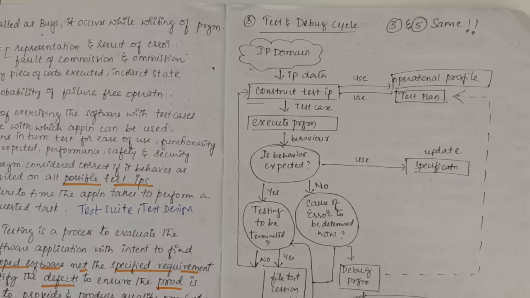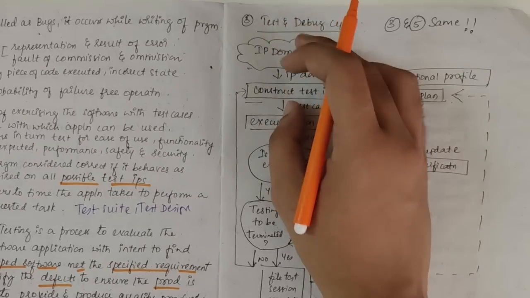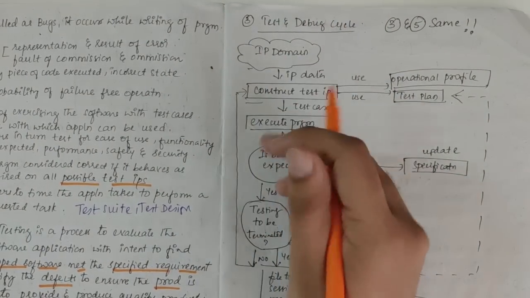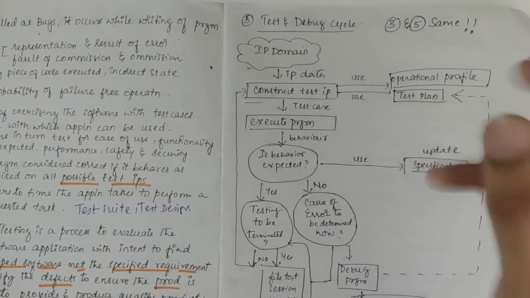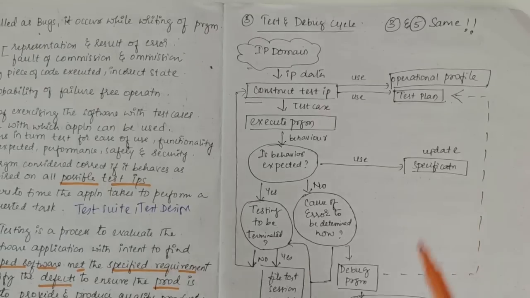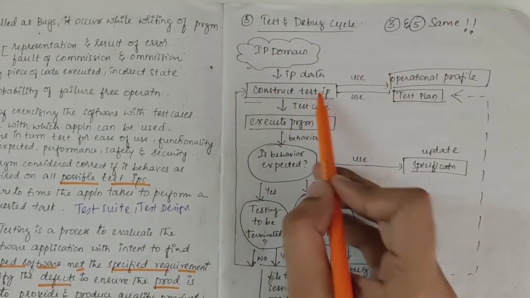Thoroughly and go through the points. Okay, so starting from this part, first we have the input domain. From the input domain, from the input metadata, certain input data would be taken. From that data, we'll construct the test input.